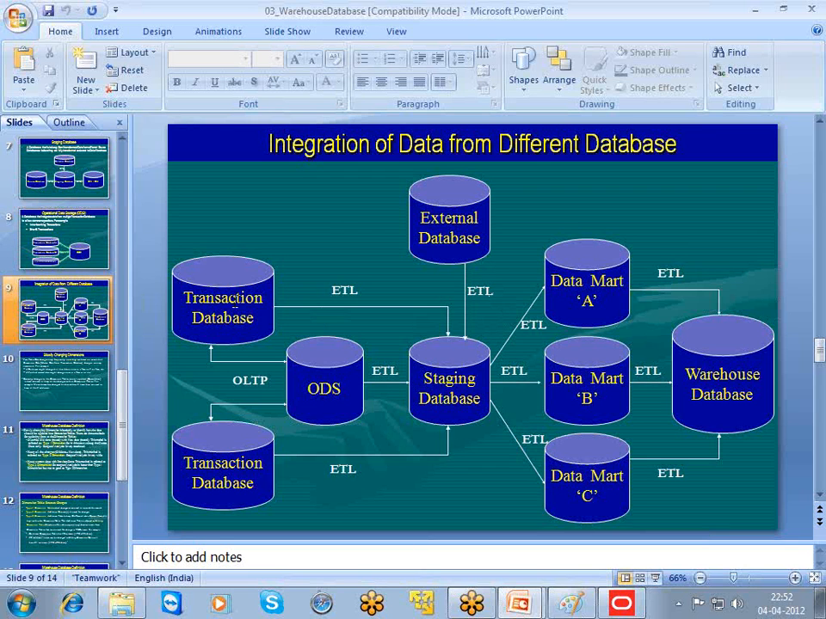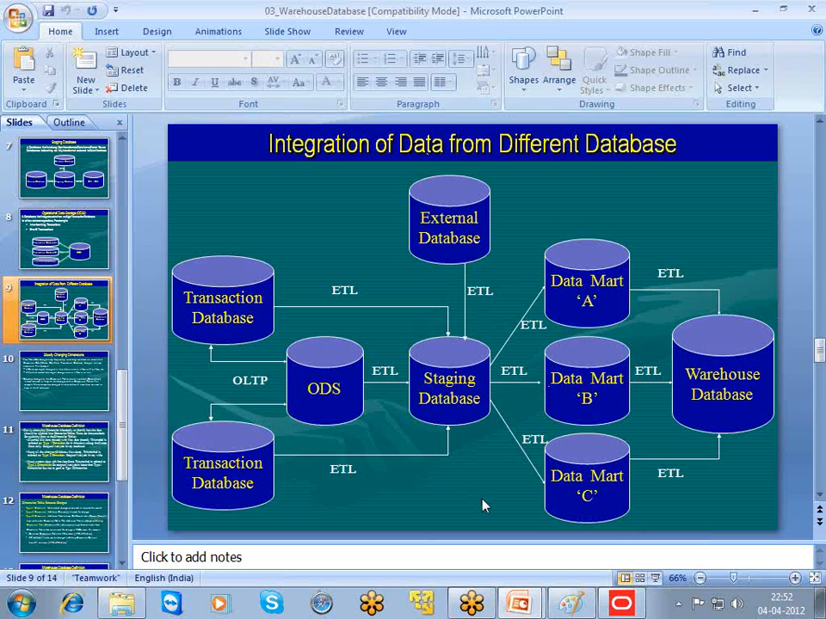From the transactional database, data can come to staging, and from there to the mart, and from there to the warehouse. That is one scenario. Or on my transactional databases, I have planned one integration, that is ODS. So ODS becomes my source for staging, and from staging to mart and then warehouse. Or some information might come from an external database. So these are all possible data flows.